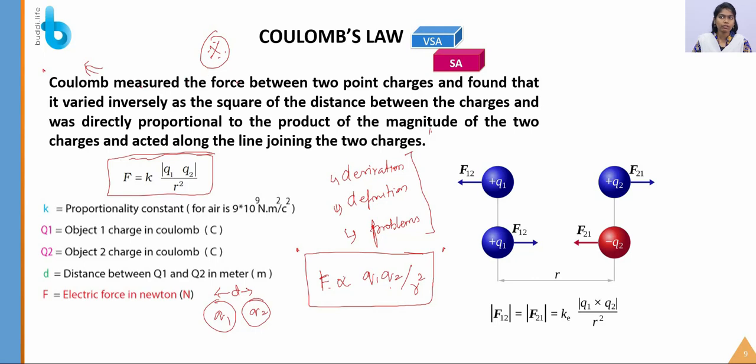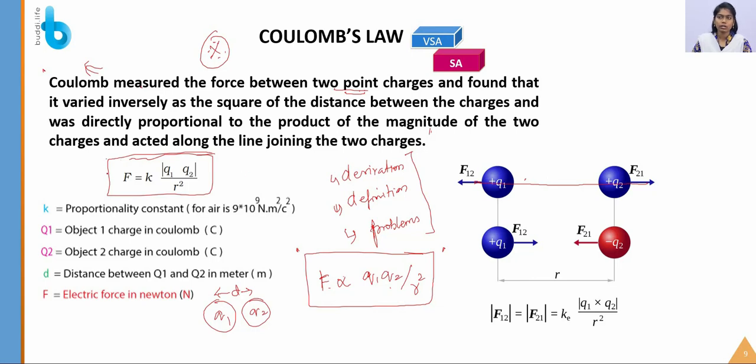Coulomb's law is a measure of the force between two point charges. Note that it is only valid for point charges, not for extended charges. It varies inversely as the square of the distance between the charges and, as I said before, is directly proportional to the product of the magnitudes of the two charges, acting along the line joining the two charges. So this is the line joining the two charges, and the force acts along the line.